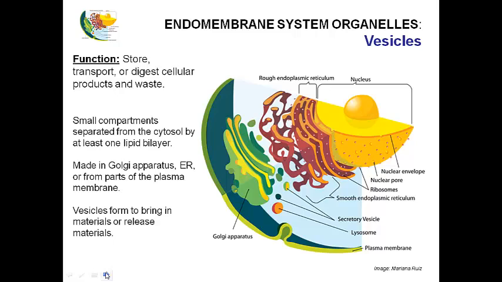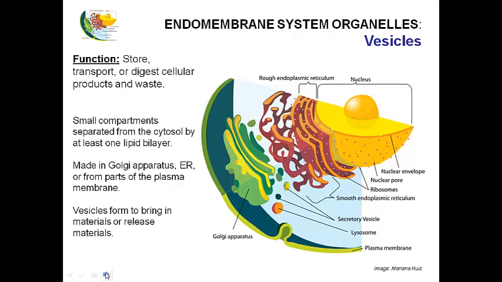They can be made by the Golgi, by the endoplasmic reticulum, or even from little parts of the plasma membrane pinching off. All of those things, the Golgi, the ER, and the plasma membrane, are made out of lipids. So all they have to do is pinch off a little bit of the lipid, and now they've made a vesicle to move their products around, or to get rid of waste, or to bring something in.